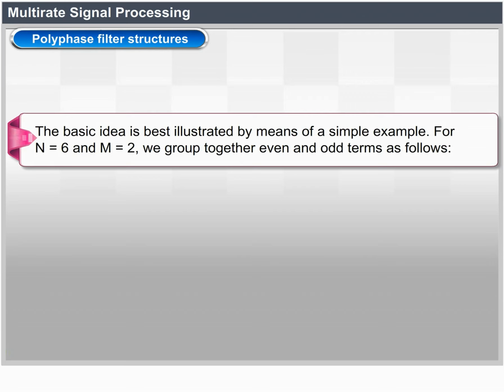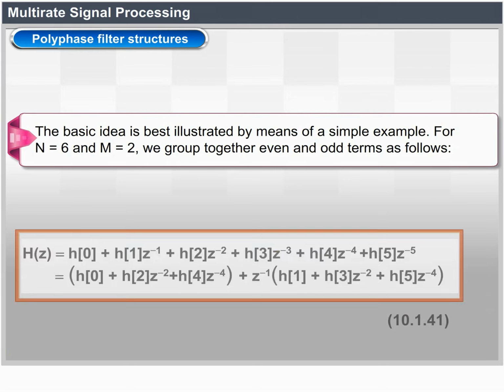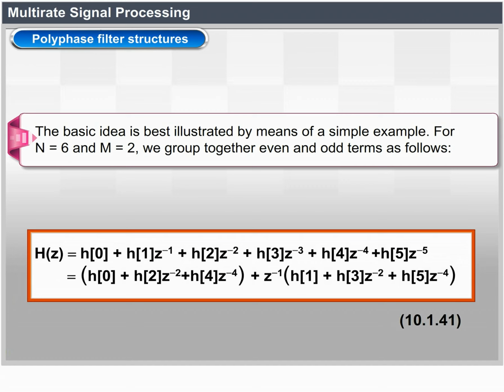H(z) = h(0) + h(1) z^-1 + h(2) z^-2 + h(3) z^-3 + h(4) z^-4 + h(5) z^-5 = [h(0) + h(2) z^-2 + h(4) z^-4] + z^-1 [h(1) + h(3) z^-2 + h(5) z^-4], called equation 10.1.41.